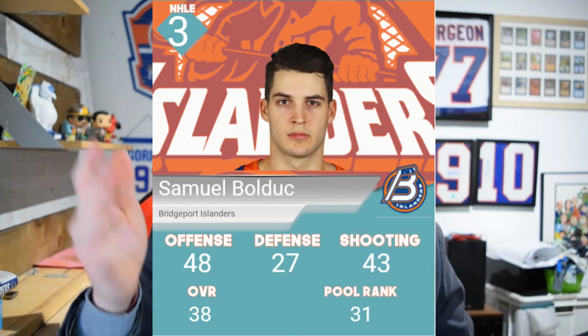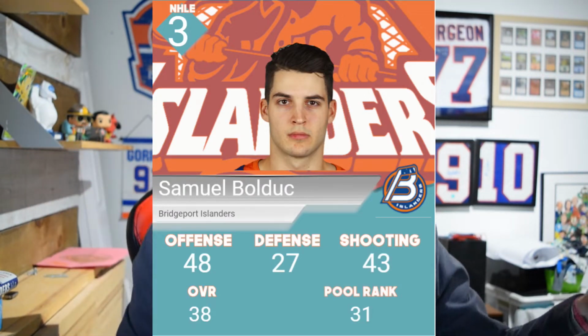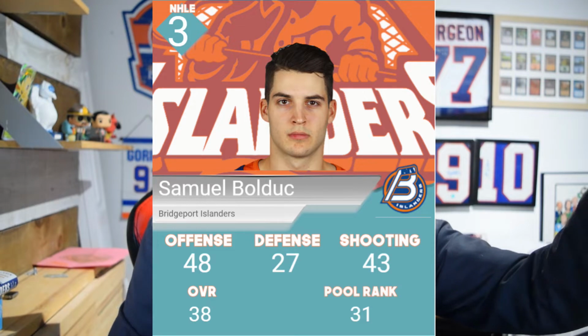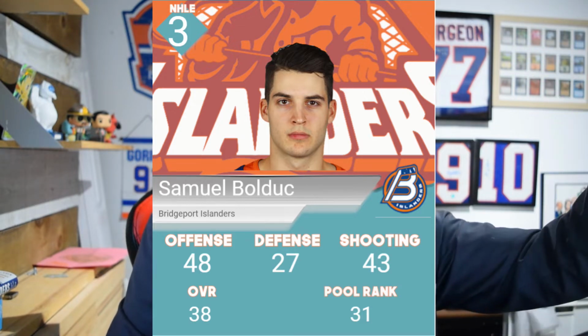So let's look at a player card, for example, and talk about the various numbers that are on there and what they mean. The card I have here is Samuel Bolduc's card. It's the first one I picked up. It was just random, so it is what it is. But here's Samuel Bolduc's player card. First things first, NHLE top left. He's got 3.